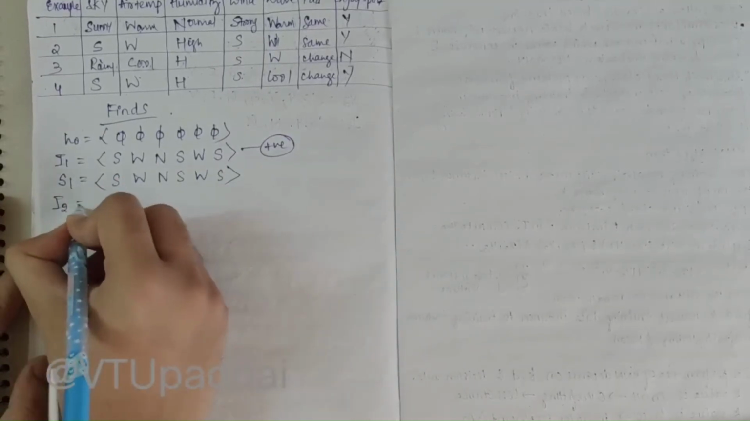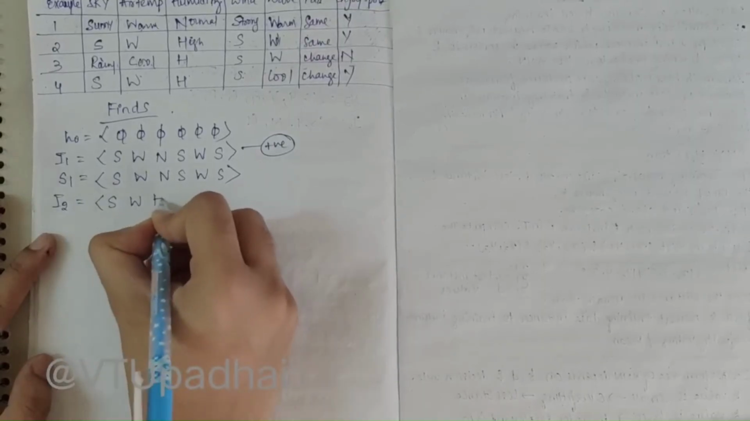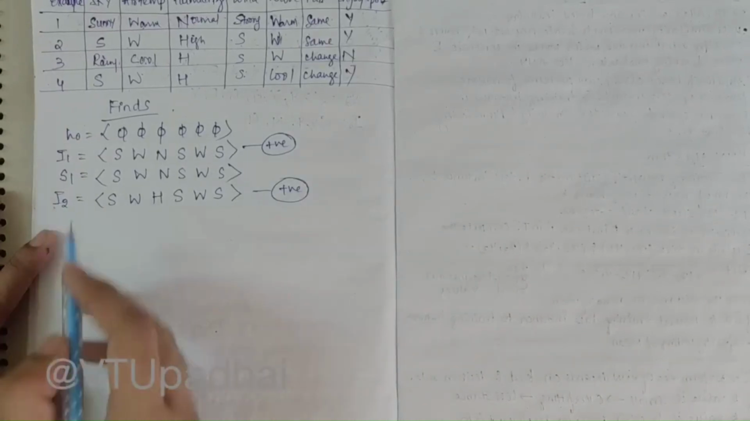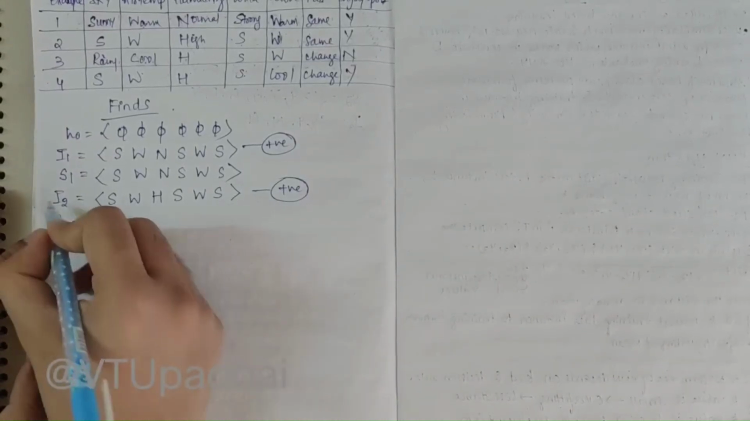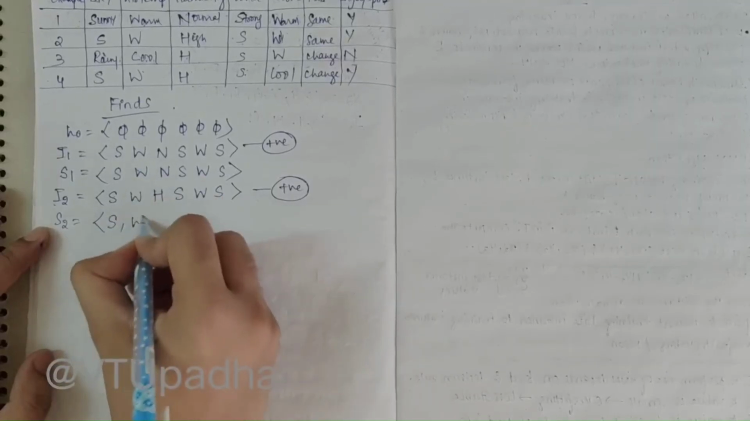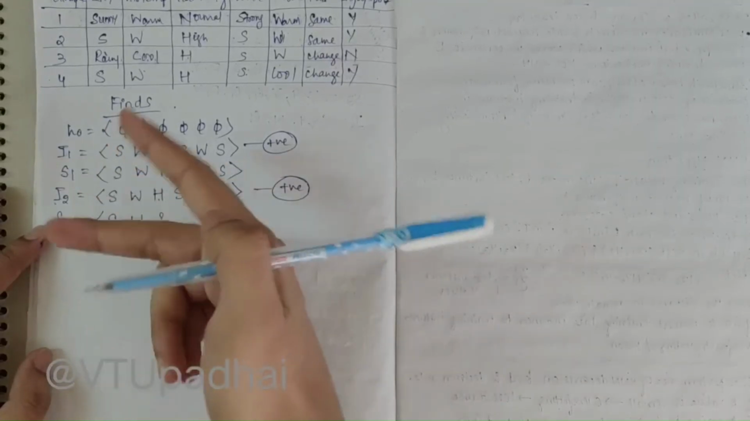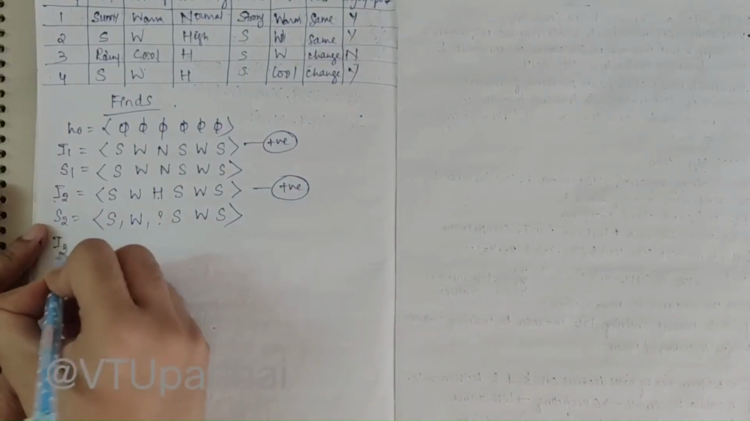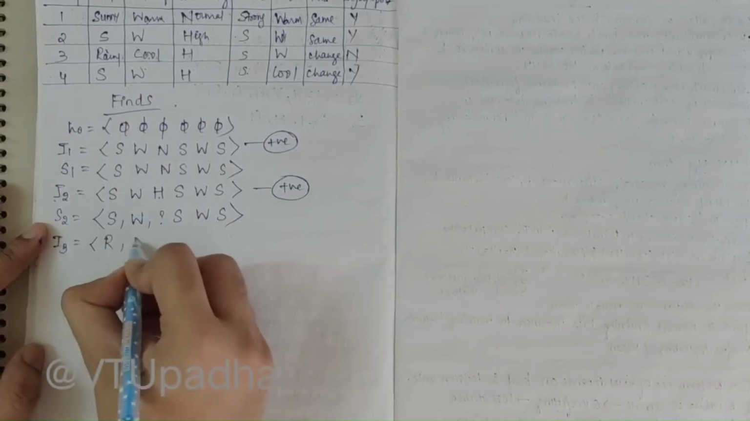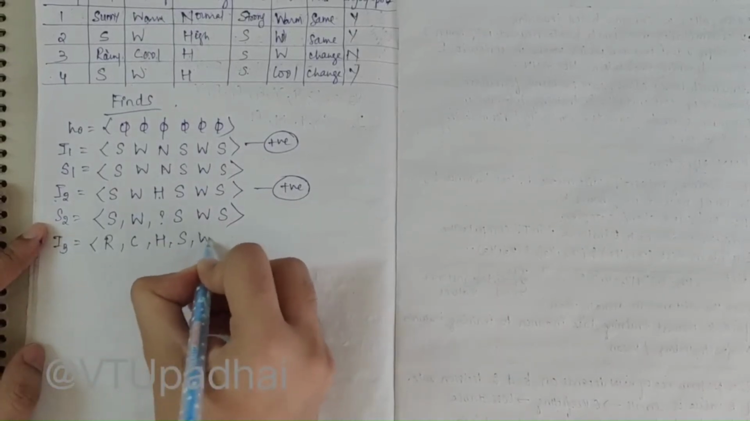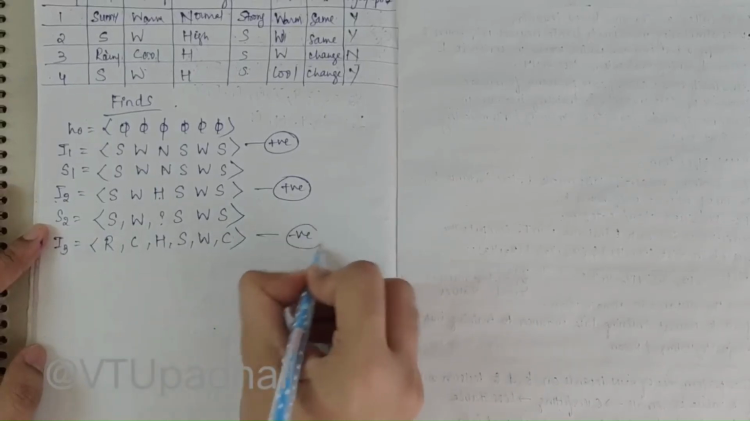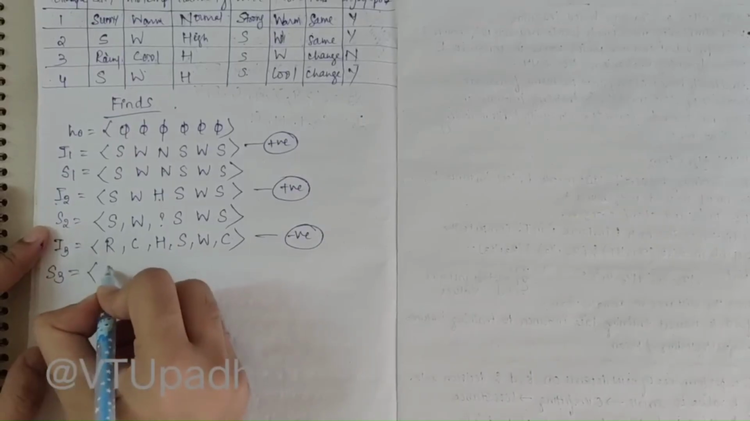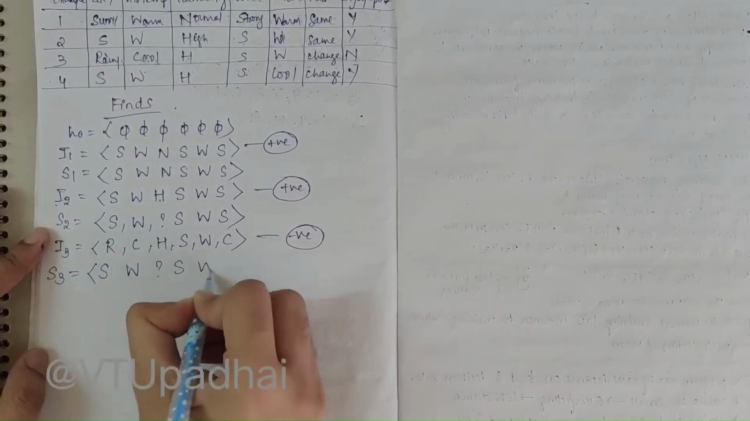Okay, next I'll write I2. So I2 values are SWH, SWS. So this again is a positive instance. So I need to compare I2 with S1 in order to get S2. When I compare these two, I get SS, it's the same, WW, it's the same, N and H is there. So wherever the values are changed, I'll put a question mark there, and then SWS as it is. Next I have I3. So I'll write the I3 value, that is RCHSWC. This is a negative instance. So whenever a negative instance is encountered, do nothing, but write the S2 value as it is. So I'll write SW question mark SWS.